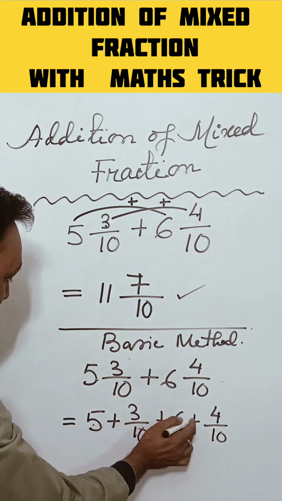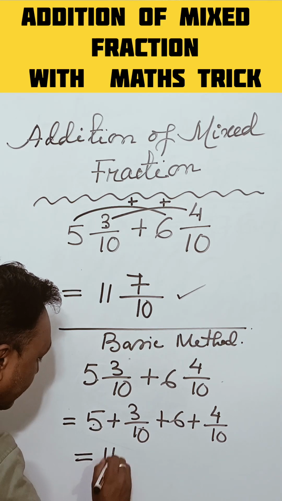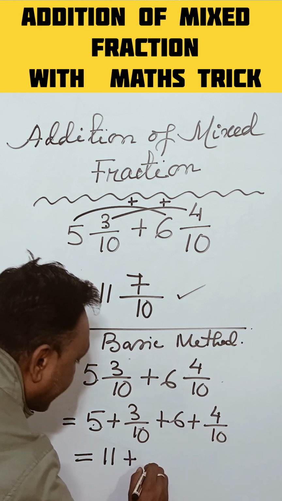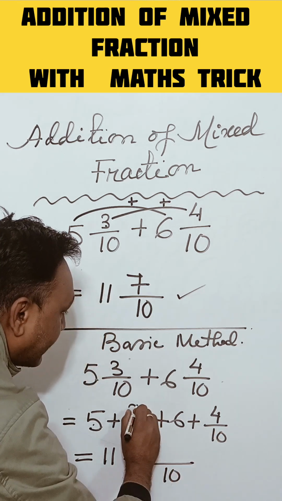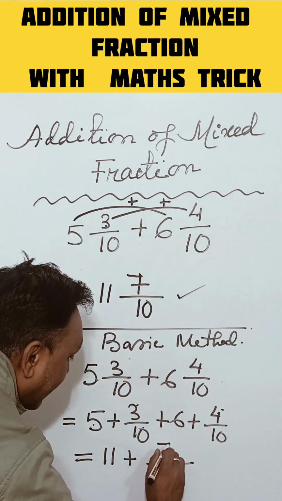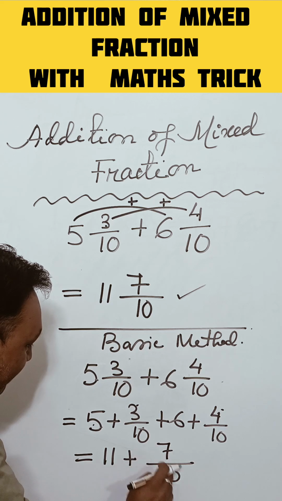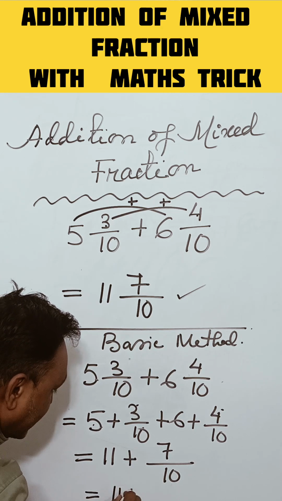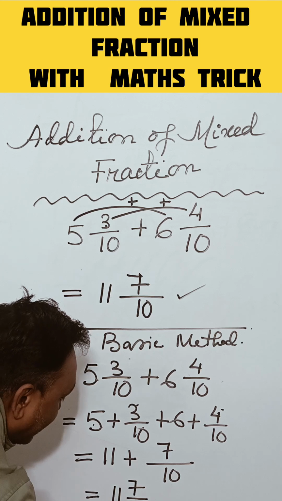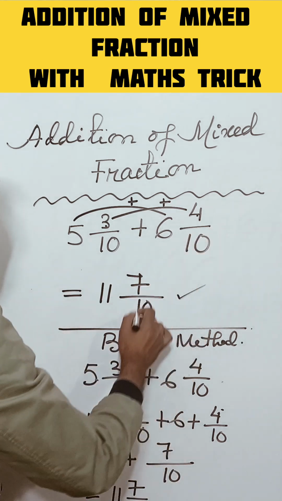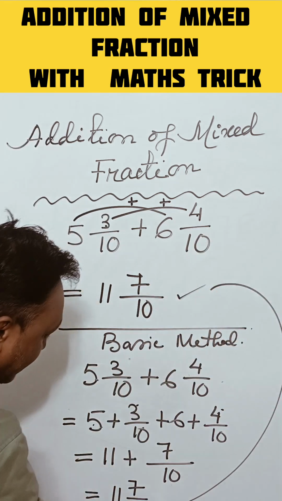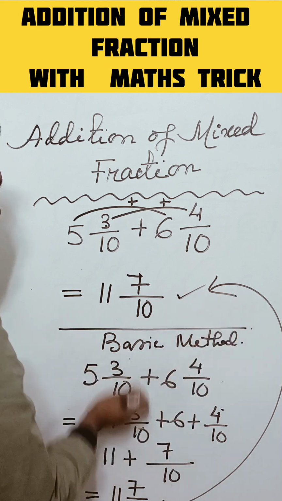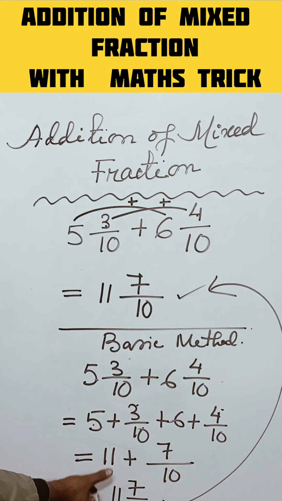6 plus 5 is 11. If I am going to add this one, over 10, 3 plus 4, that is 7. So 11 plus 7/10 means 11 and 7/10. So we got the same result. This and this, we got the same result. This is the trick and this is the basic method.